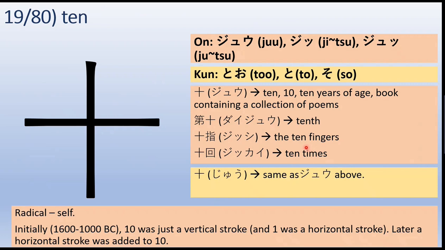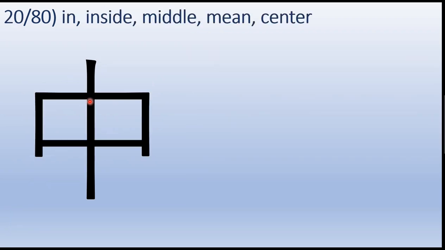Initially, around 1600 to 1000 BC period, 10 was just a vertical stroke and 1 was a horizontal stroke. Later, a horizontal stroke was added to 10, and from then this symbol has been like this. Otherwise, it was a single vertical stroke. This is the stroke order. And the final character for today's lesson is in, inside, middle, mean, or center.